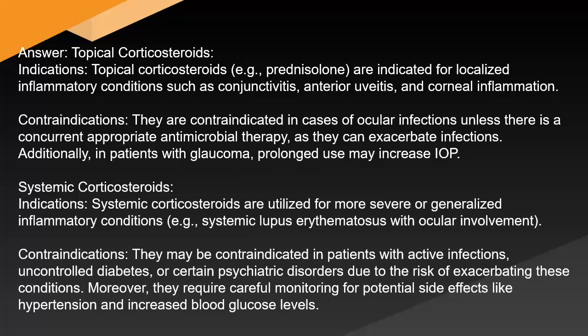Systemic corticosteroids. Indications: systemic corticosteroids are utilized for more severe or generalized inflammatory conditions, e.g. systemic lupus erythematosus, with ocular involvement. Contraindications: they may be contraindicated in patients with active infections, uncontrolled diabetes, or certain psychiatric disorders due to the risk of exacerbating these conditions. Moreover, they require careful monitoring for potential side effects like hypertension and increased blood glucose levels.